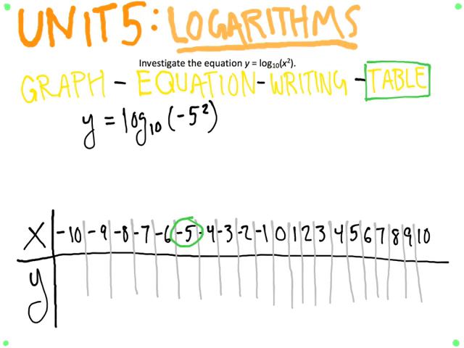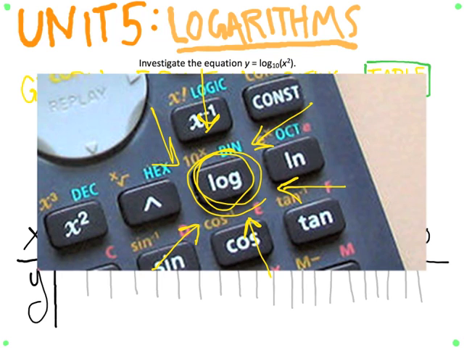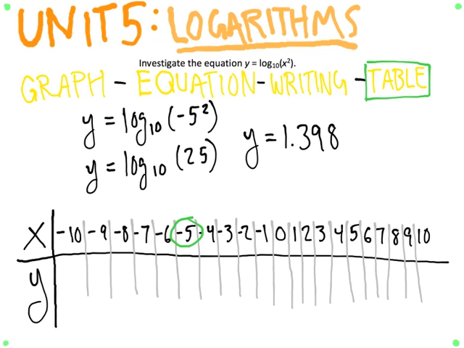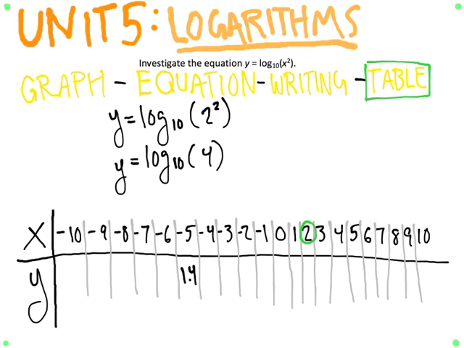Let's try -5. -5 squared is 25. This is the part where you each whip out your calculators to use the log function. Calculators automatically do log base 10, so if we input 25 and press the log button, we get about 1.4. So with this equation, when x is -5, y is 1.4. It's that easy. I'll do one more example. Let's try 2. 2 squared is 4. On your calculator, type in 4 and click the log button. You should end up with 0.6.